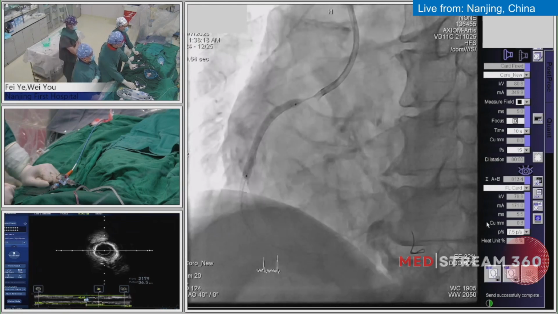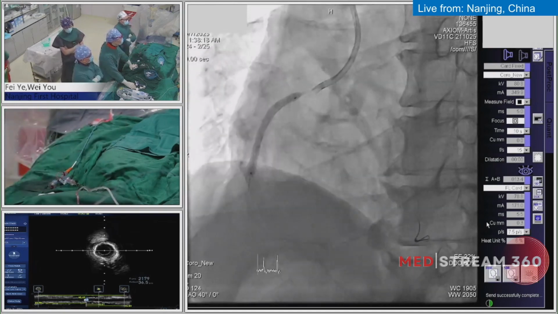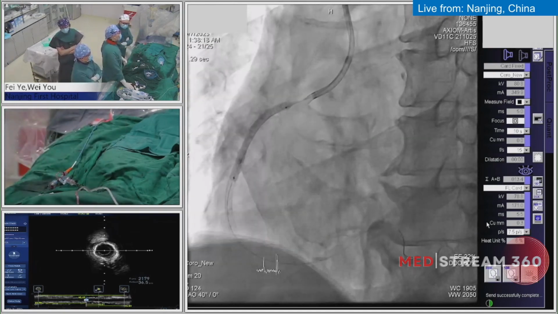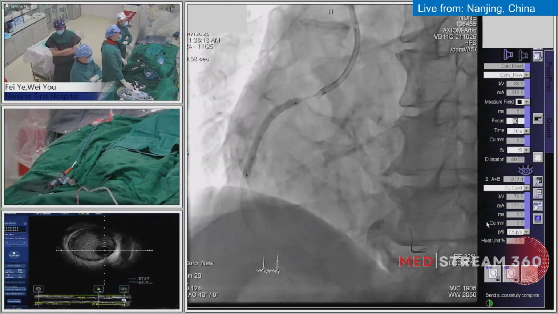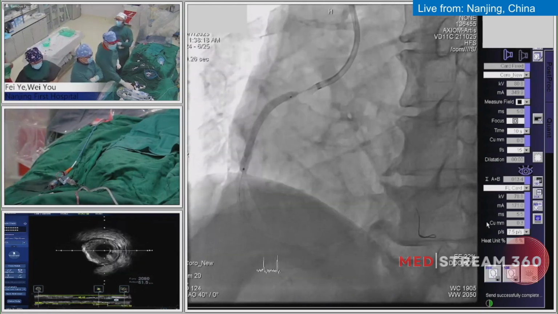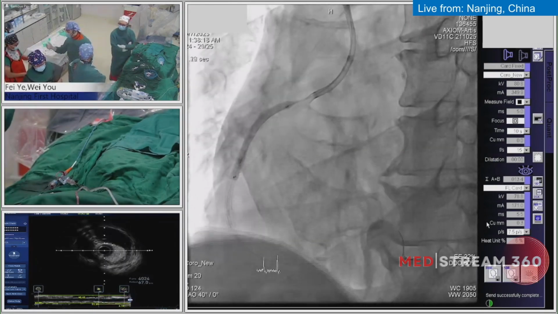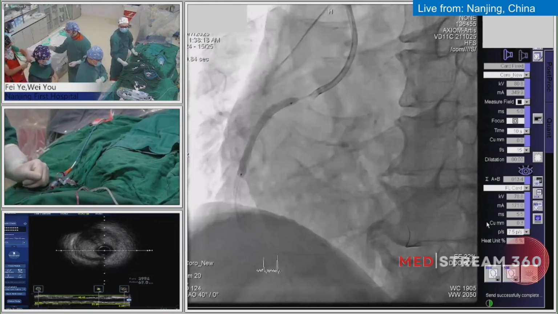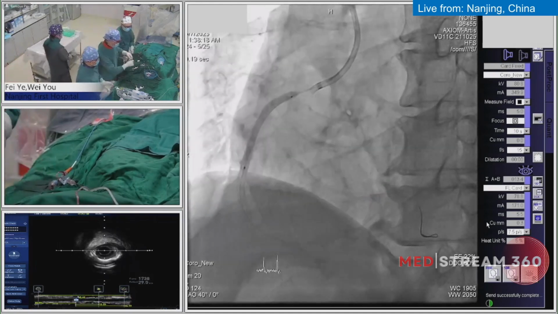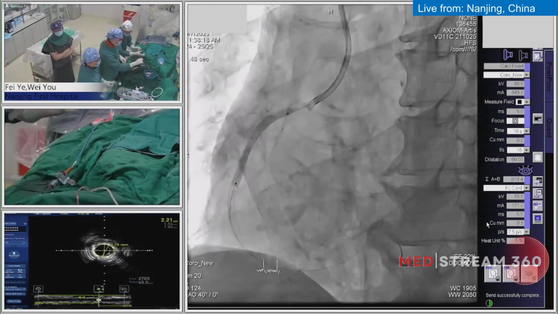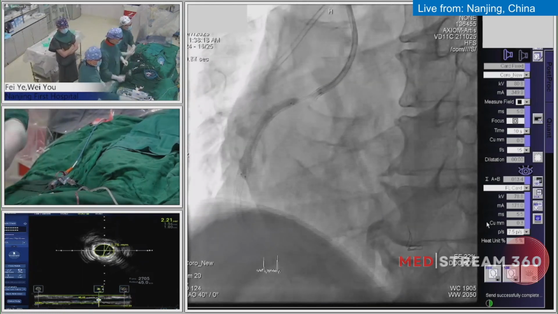If I use the 4.0 long stent, I will just use low pressure to deploy. What is the length of the proximal landing zone to the ostium of the RCA? How far from the ostium? Maybe just 5 millimeters. Okay, 5 millimeters. Chief, I will just use low pressure to deploy the 4.0 stent, just to avoid complications of the stenting.